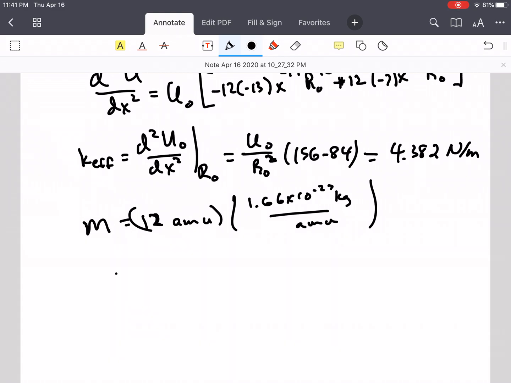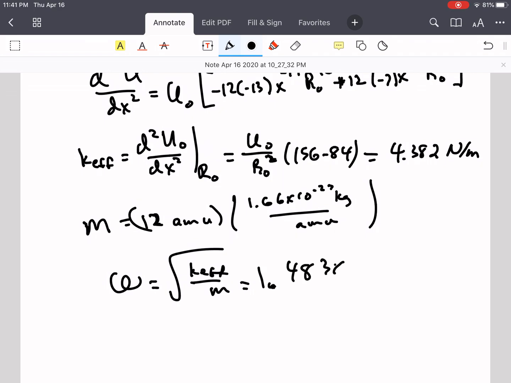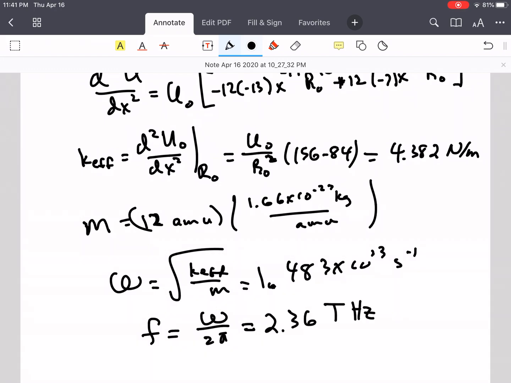And now, if I plug in omega is the square root of K effective divided by m, this turns out to be 1.483 times 10 to the 13th inverse seconds. Something that will be useful in just a quick second is to calculate the frequency. Frequency is omega over 2 pi. That turns out to be 2.36 times 10 to the 12th hertz, or 2.36 terahertz.